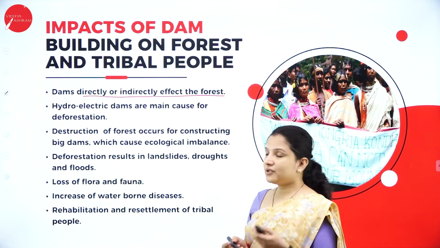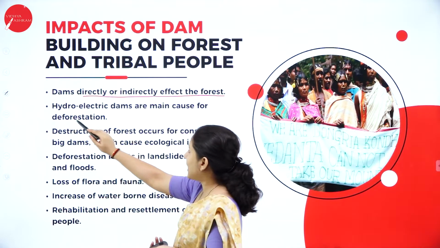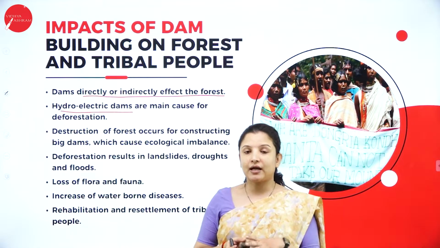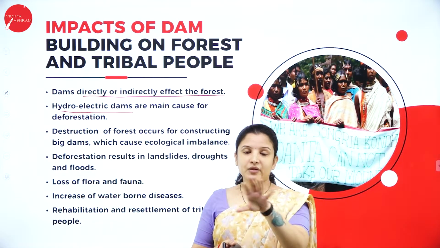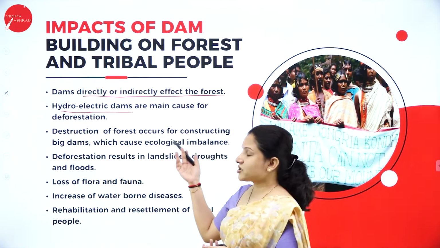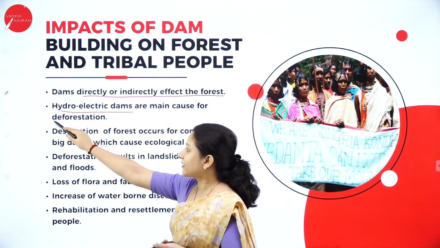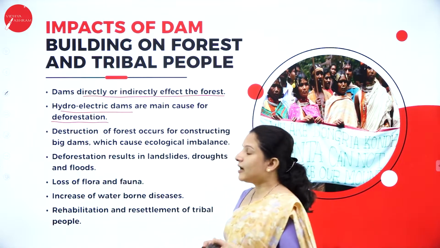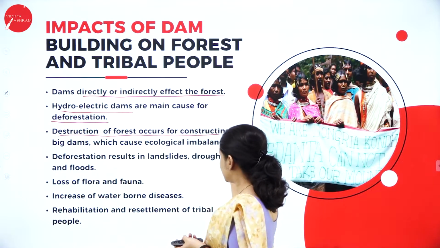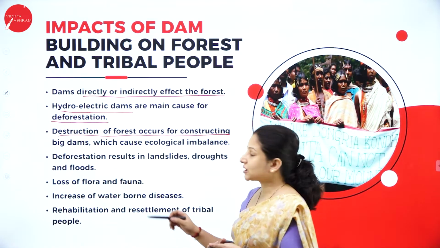Say for example, there is a hydroelectric dam that is created. If you need to create a hydroelectric dam, then in the neighboring areas deforestation has to be done. So if deforestation occurs, then it will impact the tribal life also. And this deforestation or the destruction of forest is mainly because of constructing big dams.